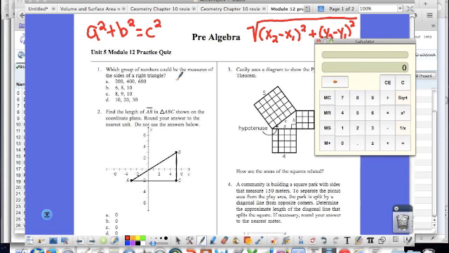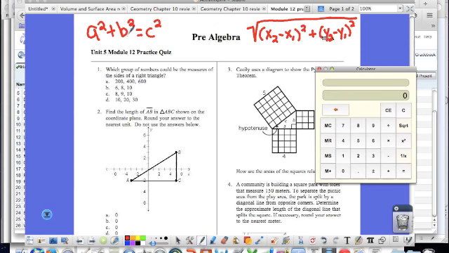Number one, which group of numbers could be the measures of the sides of a right triangle? So let's first ask, is this a Pythagorean theorem question or a distance formula question? It's a Pythagorean theorem. That means I need it to fit in this format. So we need to literally guess and check.